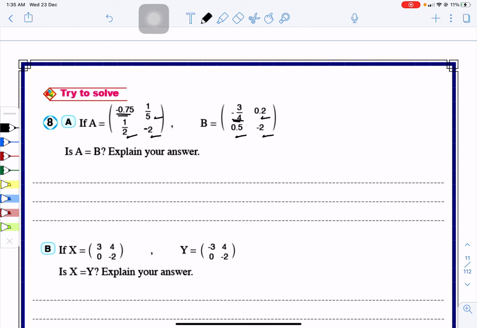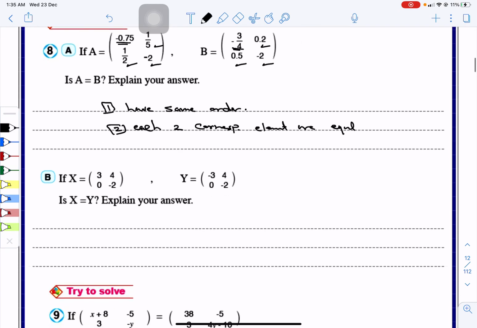The two matrices A and B, number 1, have the same order. Number 2, each corresponding element is equal. So matrix A equals matrix B.